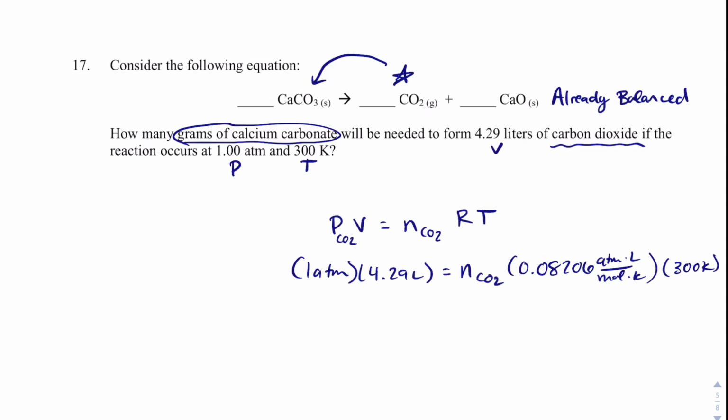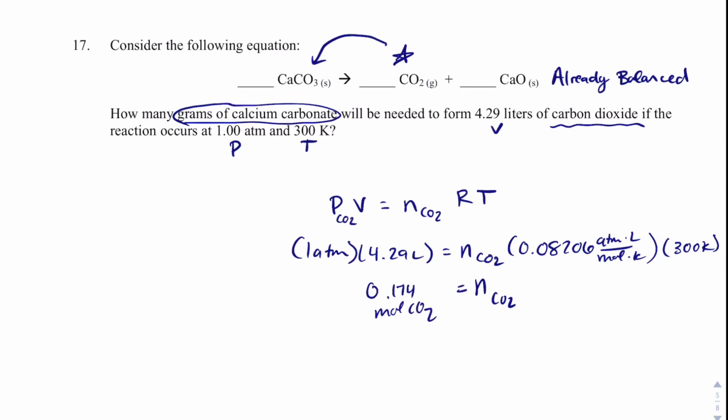Okay, so when I do that, and I'm going to trust at this point in the video you've gotten your math straightened out, we get 0.174 moles of CO2. Once I have that, this question shouldn't be so bad. I just take 0.174 moles of CO2 and 1 mole of CO2. There's 1 mole of calcium carbonate.